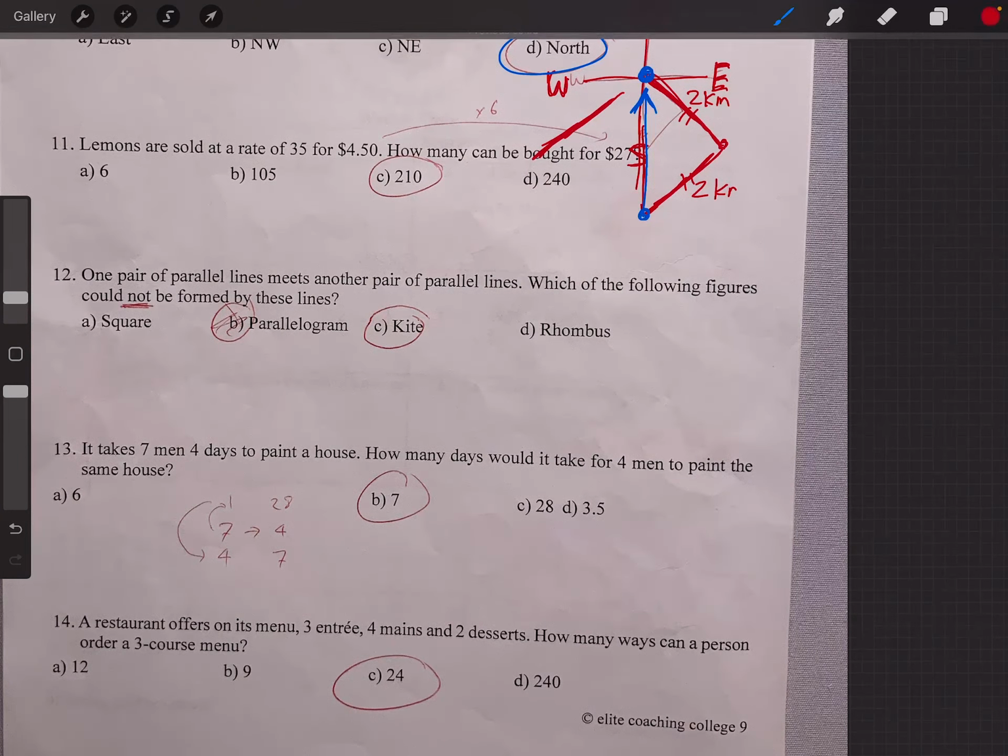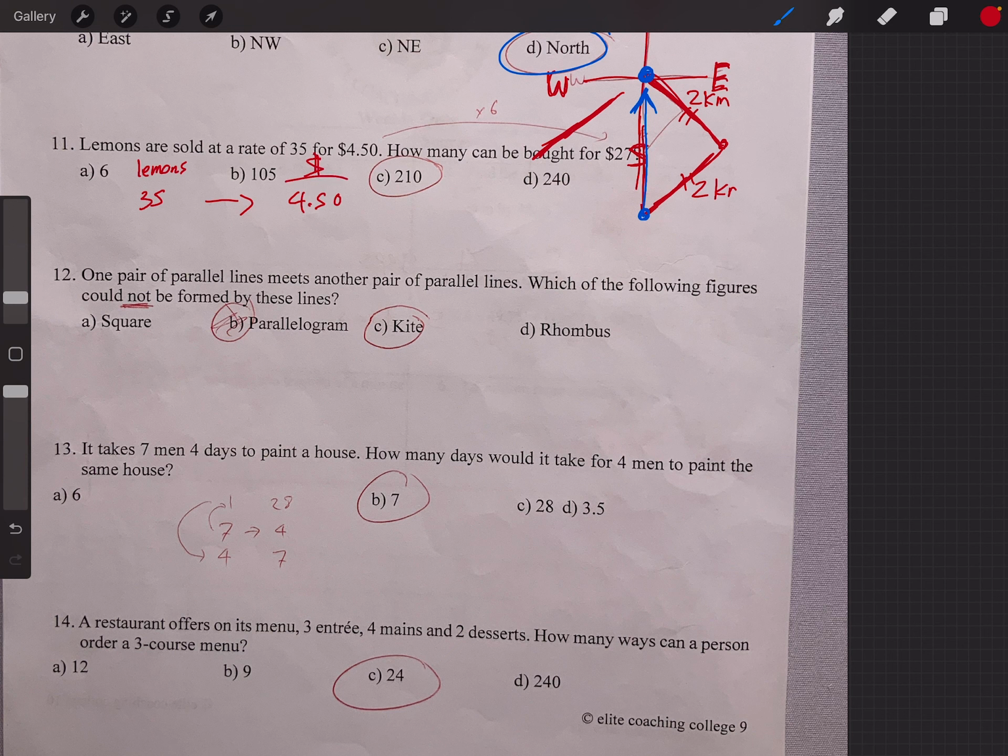Alright, next one is lemons are sold at a rate of 35 for $4.50. So 35 lemons, sorry, not melons, is gonna cost you $4.50. How many can be purchased for $27? Well, $27, let's see how much more $27 is compared to $4.50.